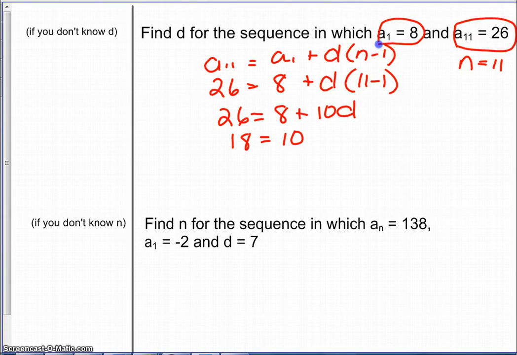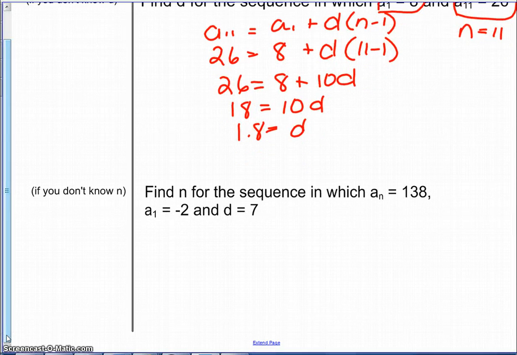18 equals 10d, and our d had to be 1.8. So each time we were adding 1.8, adding 1.8, adding 1.8. Now let's talk about if you don't know what n is.